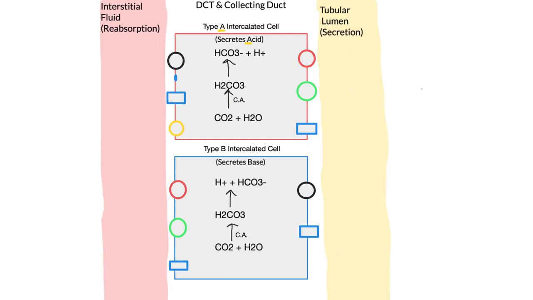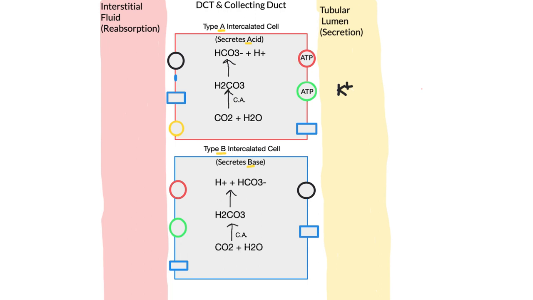Now, a type B, or beta intercalated cell, is going to do the exact opposite. It's going to be more active in conditions of blood alkalosis, and we can remember our type B cell because it secretes base in the form of bicarbonate. This will effectively lower our blood pH while raising the pH of urine.